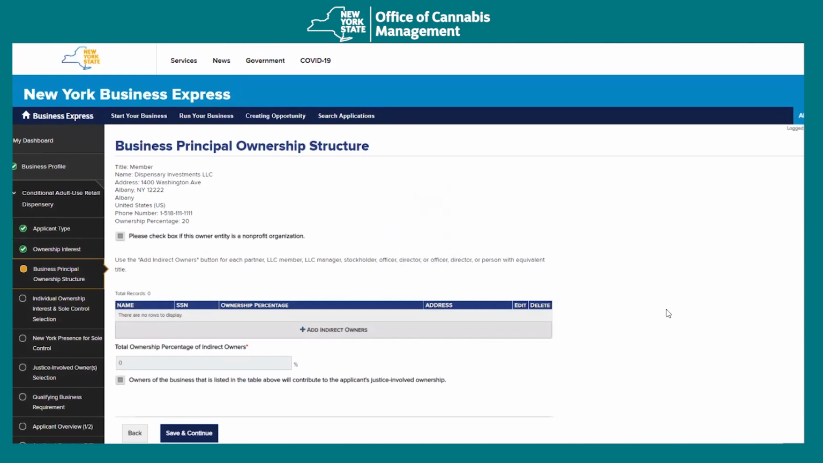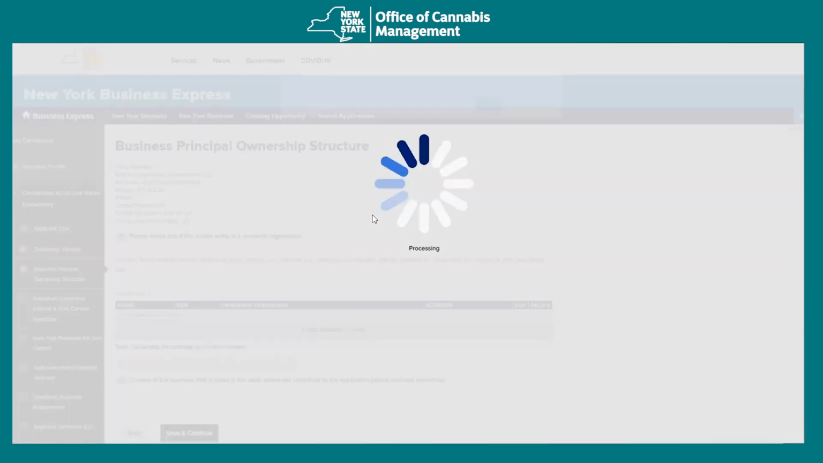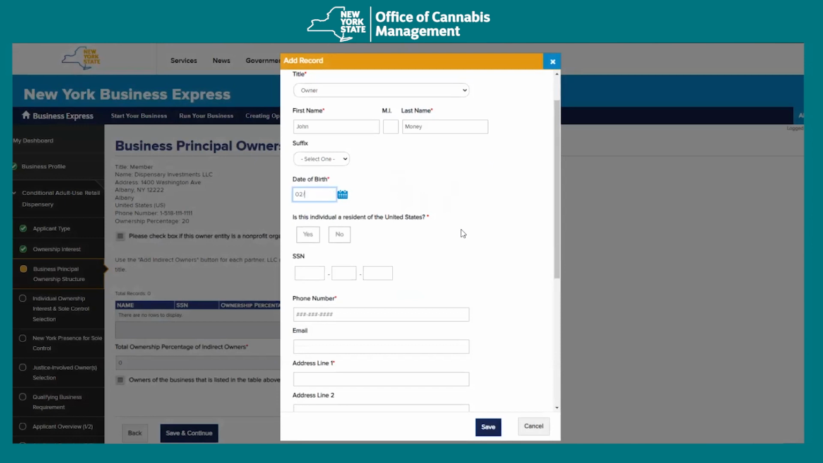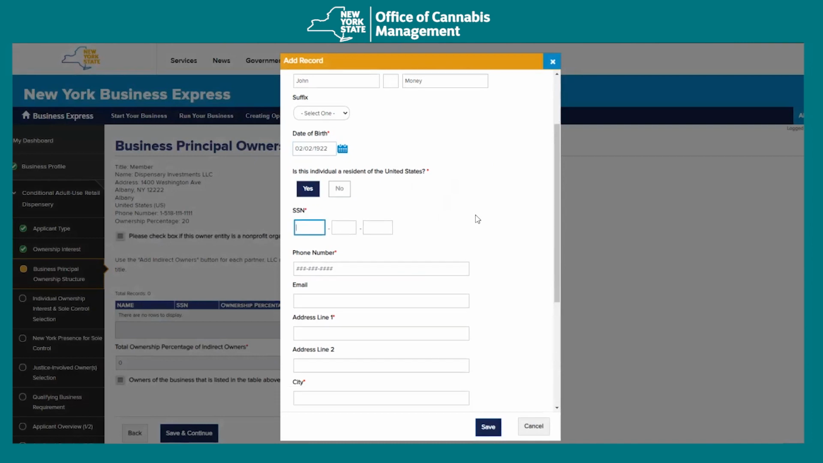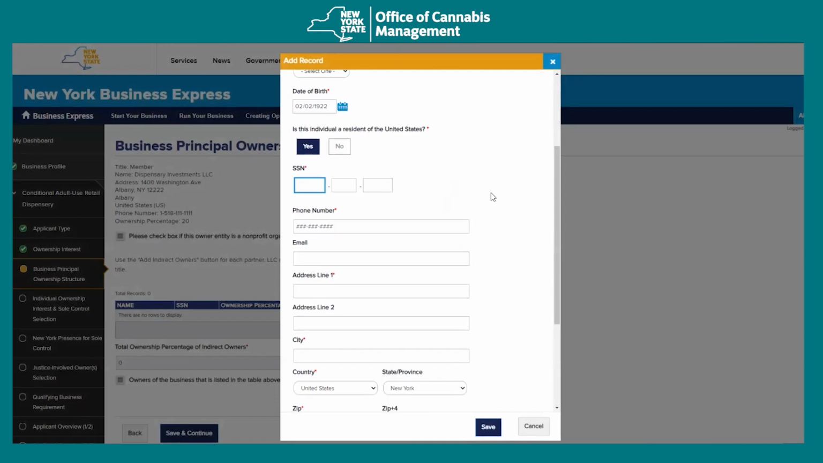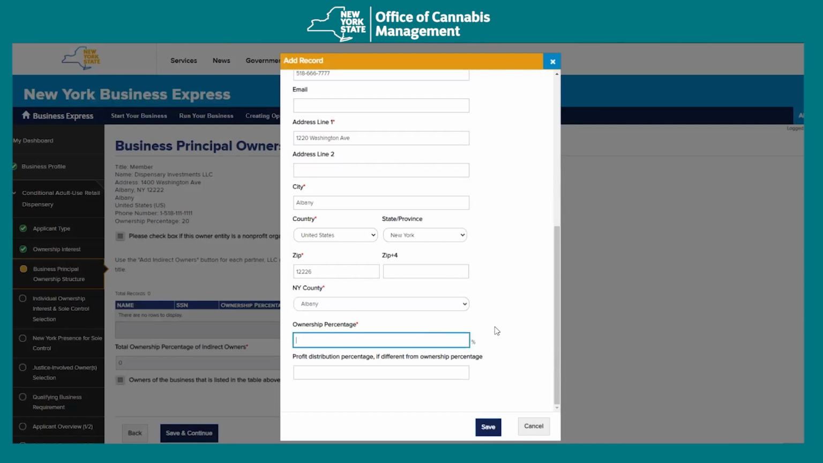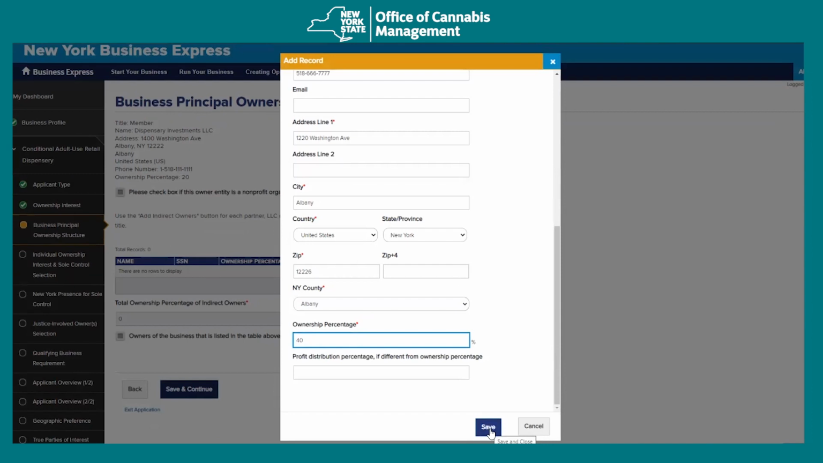On this page, I have to share the ownership structure of Dispensary Investments LLC, which is one of the owners of my planned dispensary. Dispensary Investments LLC has two owners, and I will enter them here. The first owner is named John Kelly, and his date of birth is February 2nd, 1922. This individual resides in the United States, so I have to provide a social security number and a phone number, as well as an address where he can be contacted. Mr. Kelly is a 40% owner of Dispensary Investments LLC.